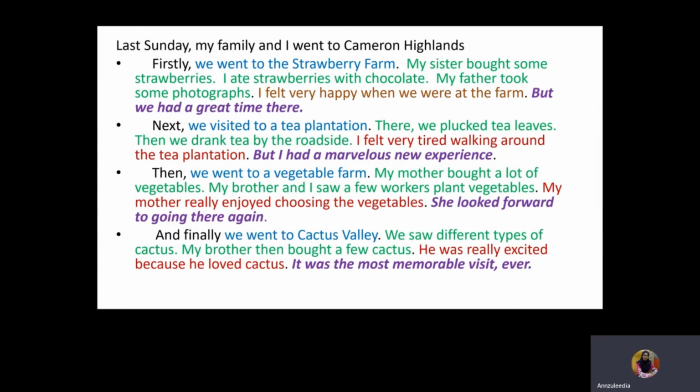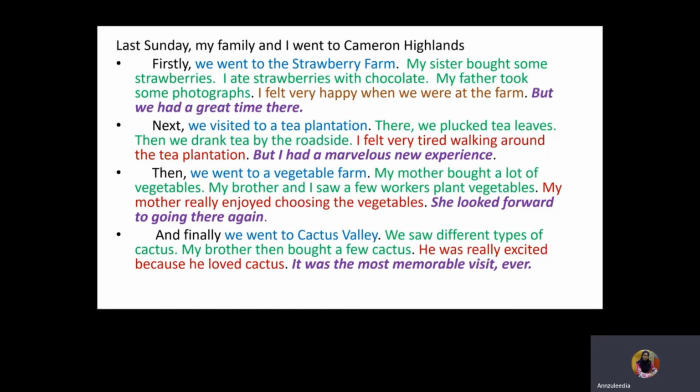Last Sunday, my family and I went to Cameron Highlands. Firstly, we went to Strawberry Farm. So the blue sentence is, where did you go? My sister bought some strawberries. I ate strawberries with chocolate. My father took some photographs.